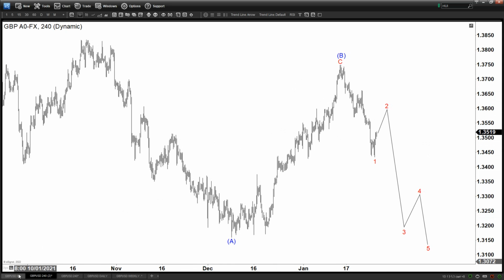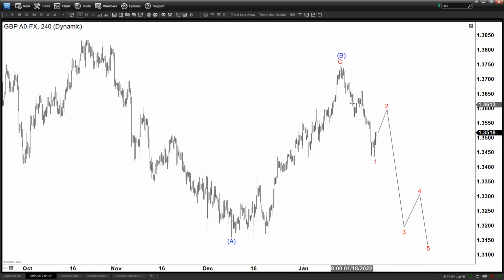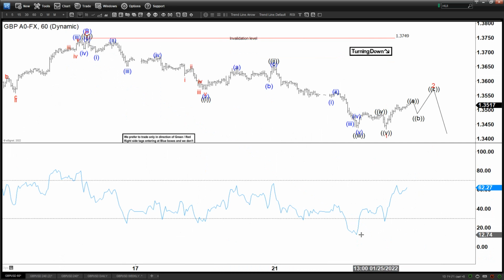Now in order for this view to really be validated, and this basically means US dollar strength here, if we go down, then technically speaking, you do need to break below A, but that's still quite a long way to go before we know it is really going to go down. Now just in terms of the shorter cycle, let's discuss some options here.